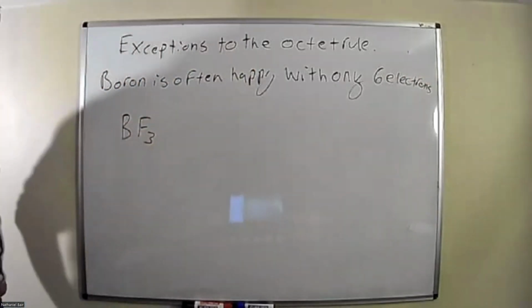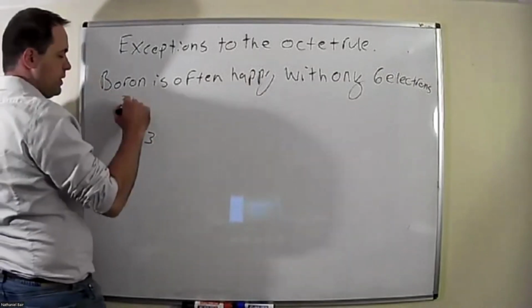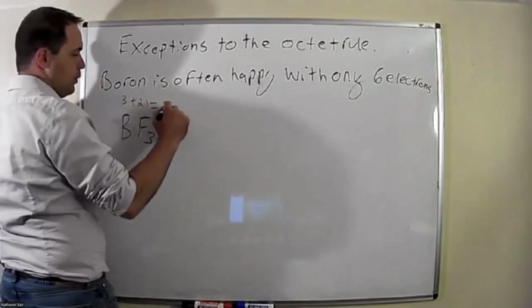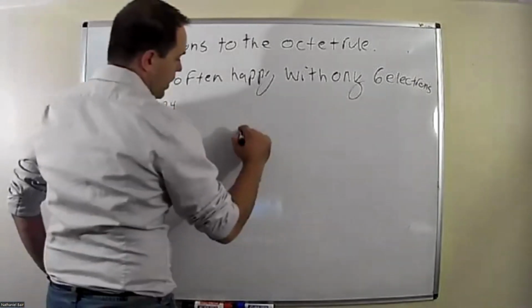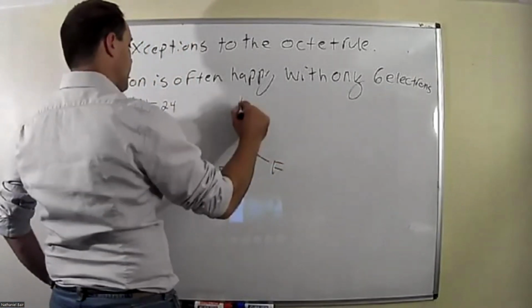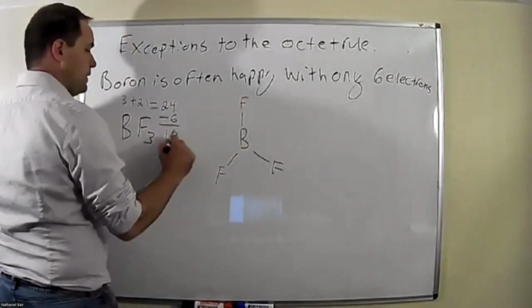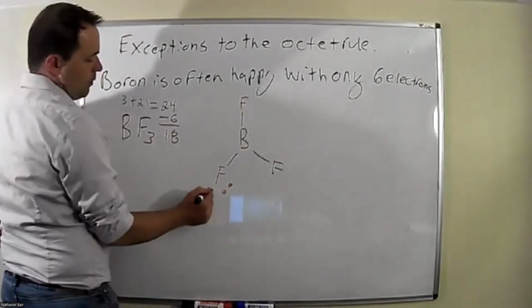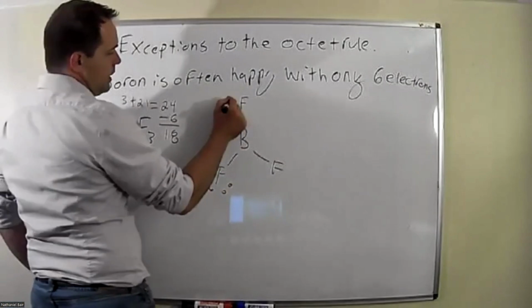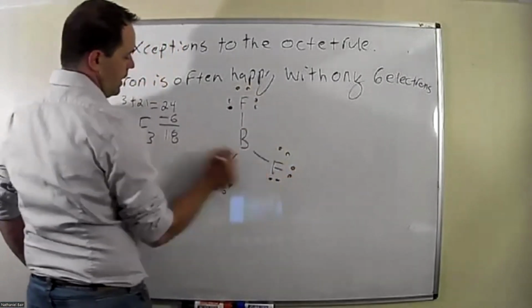When you go to draw BF3, boron's got 3 valence electrons. Each fluorine has got 7, so that's 21. That's 24 total electrons. Boron goes in the middle. You got 3 fluorines coming off of it. Uses up 6. You got 18 left. 2, 4, 6, 8, 10, 12, 14, 16, 18.